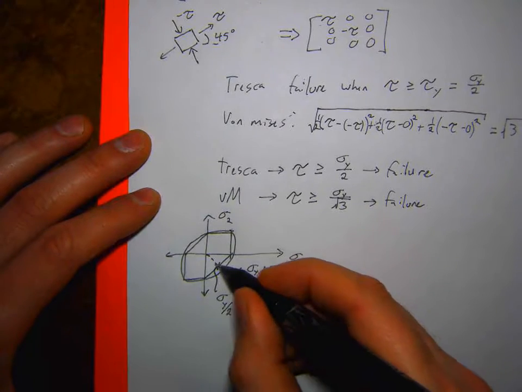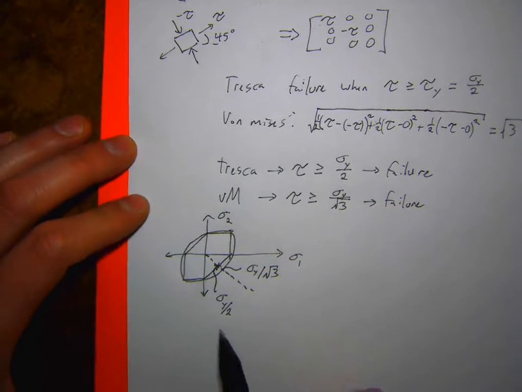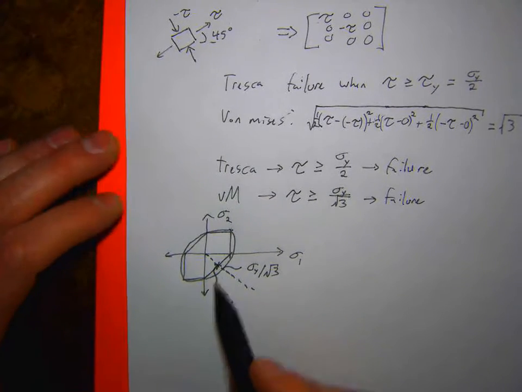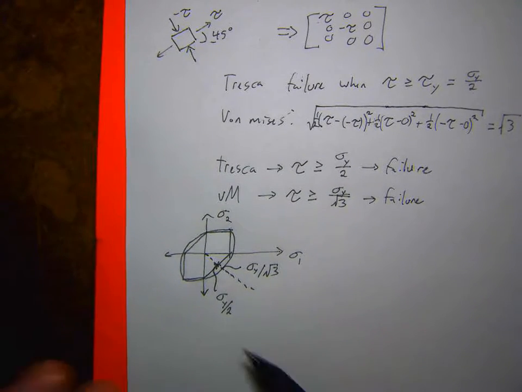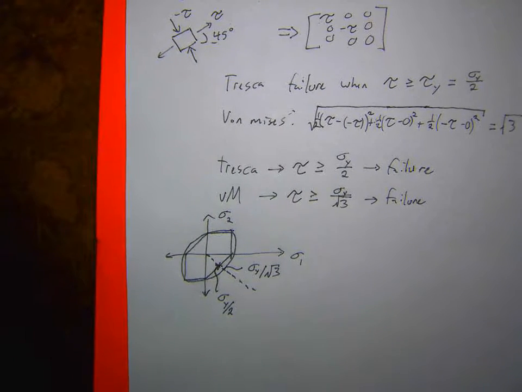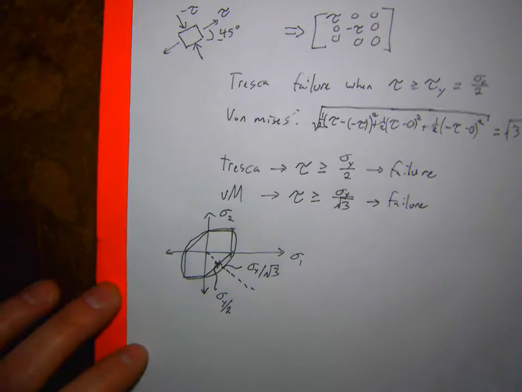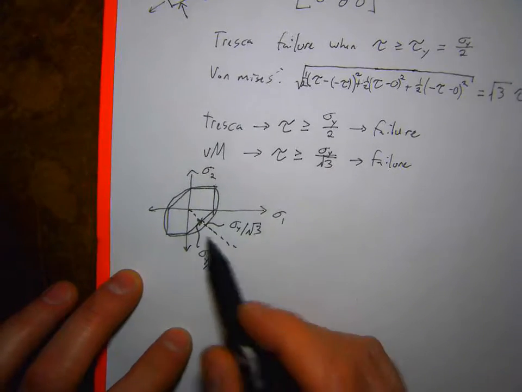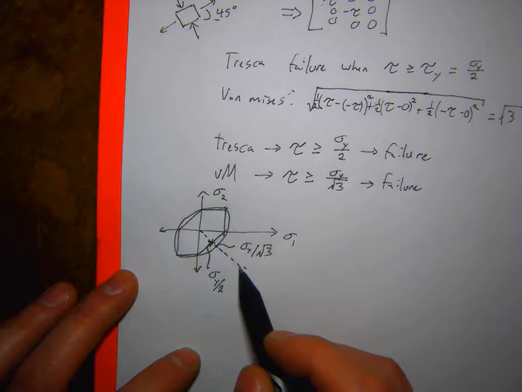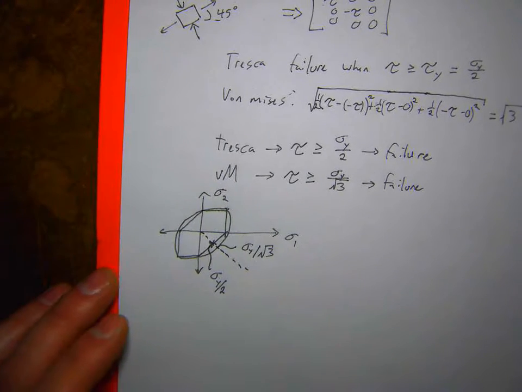So if my tau is sigma y over 2, I'm lying on that Tresca surface, but I'm still inside the von Mises surface. So this von Mises surface gives a little bit of leeway. It's a little bit of a wider bound for the failure than the Tresca criteria. And this is how you could envision it there. Basically, I'm applying stress along this line in principal stress space.